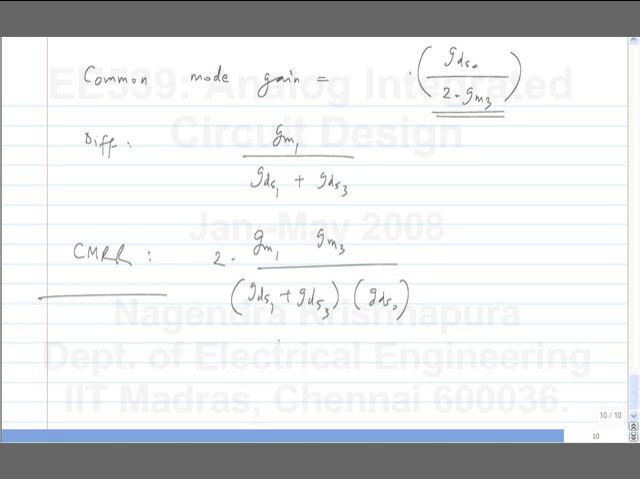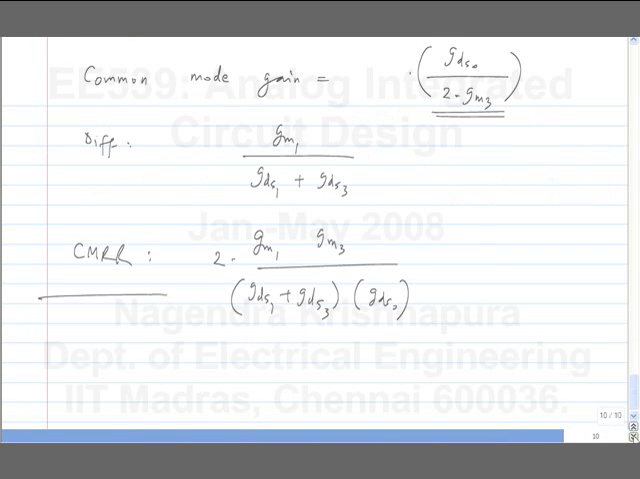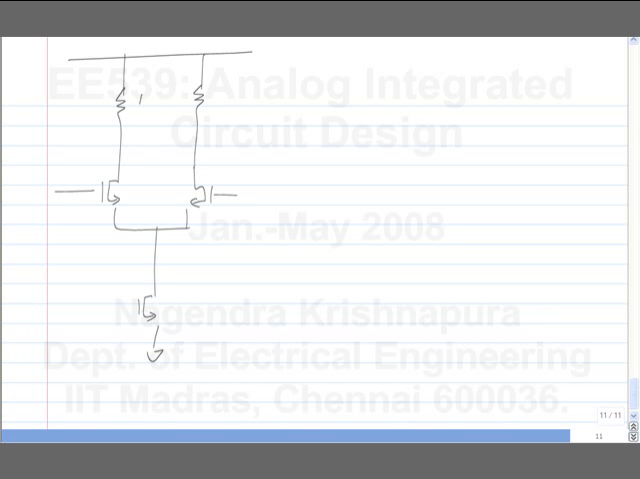You can think about these two problems. Firstly, what will it be if we had used linear resistors instead of MOS transistors? What is the common mode gain of this?